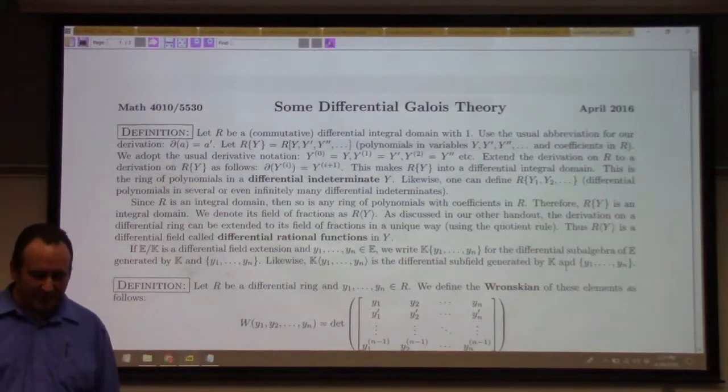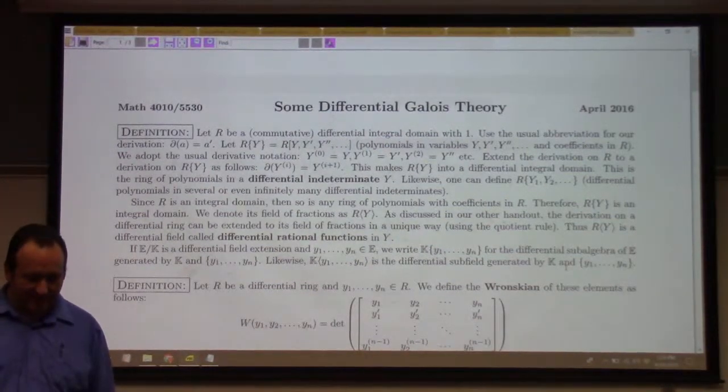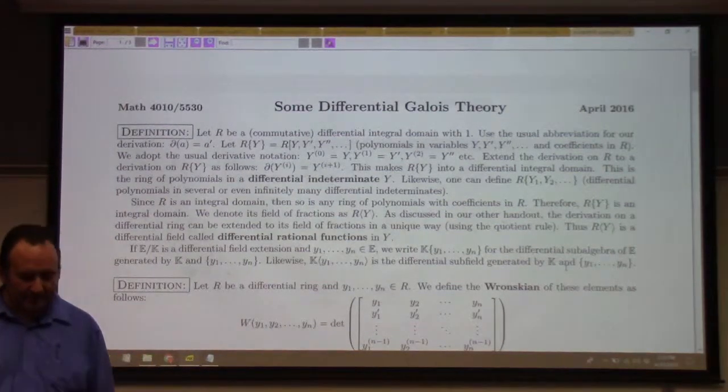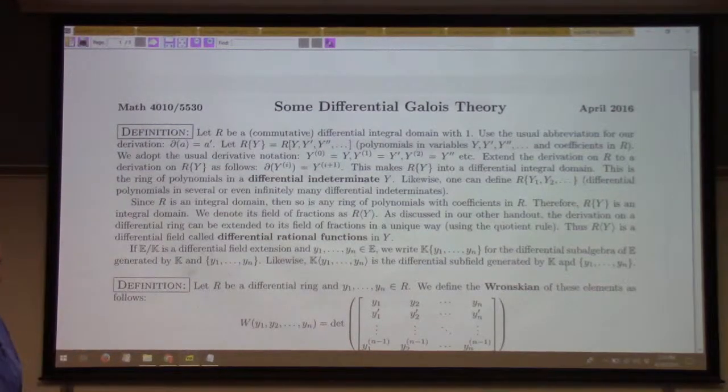I will begin with a word of prayer. Dear Father, we thank you for this day, and I pray that you'd bless this class, help us to understand a little bit about differential Galois theory as we look at it together, Lord. In your name I pray. Amen.